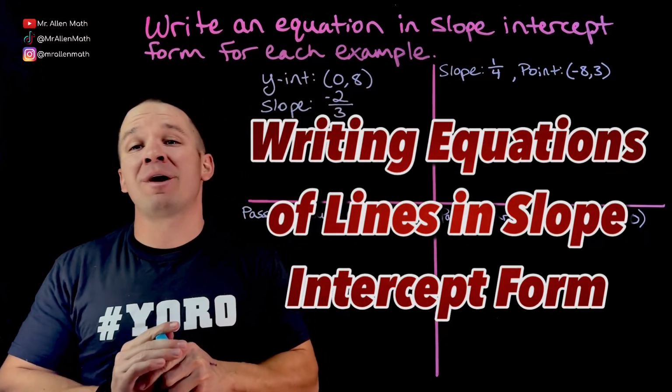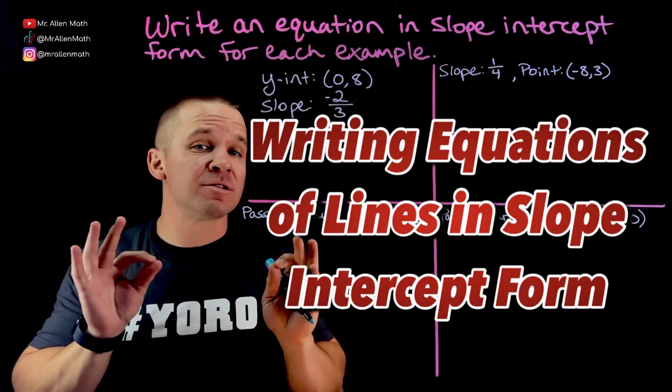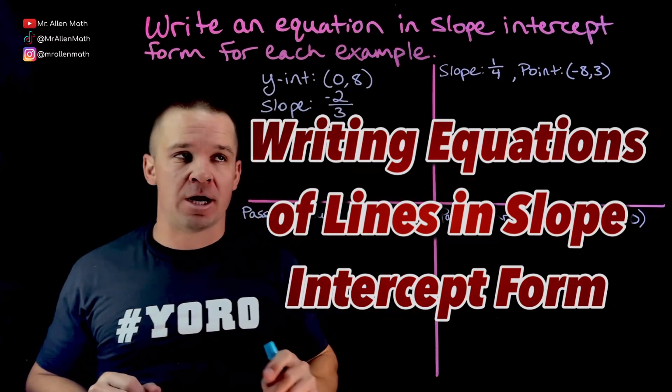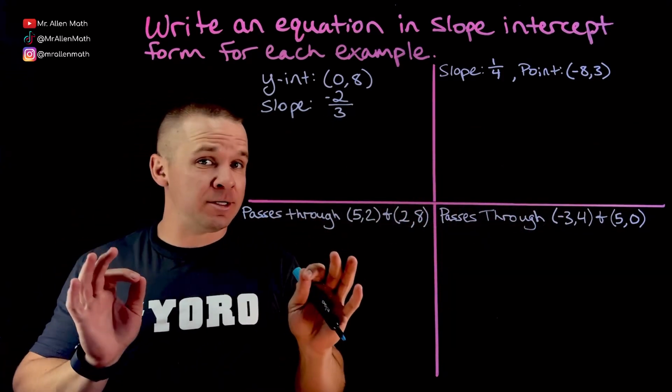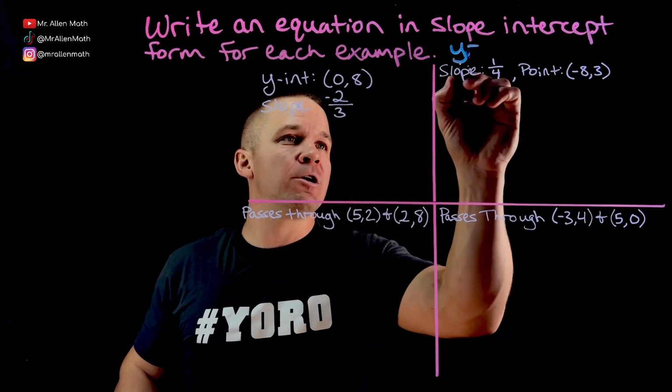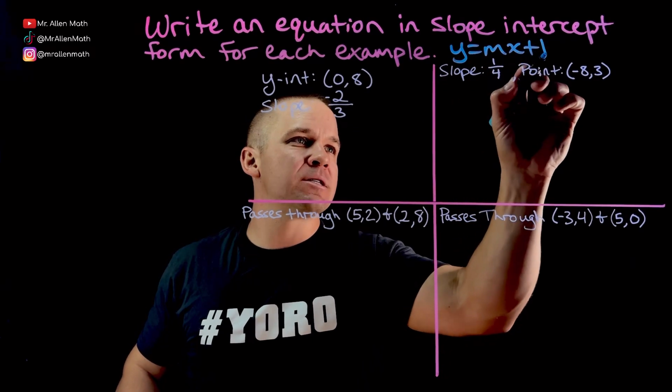Mr. Allen here, about to write some equations of lines in slope-intercept form. We got multiple scenarios here. First off, though, let's write down slope-intercept form. That is y equals mx plus b.